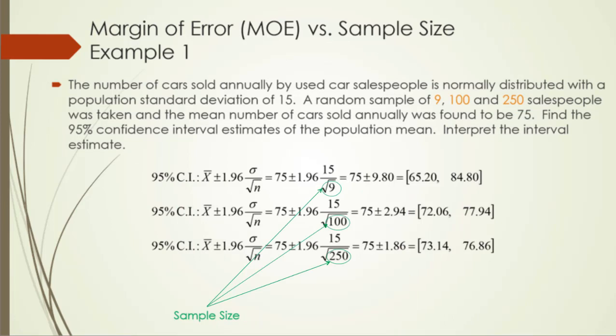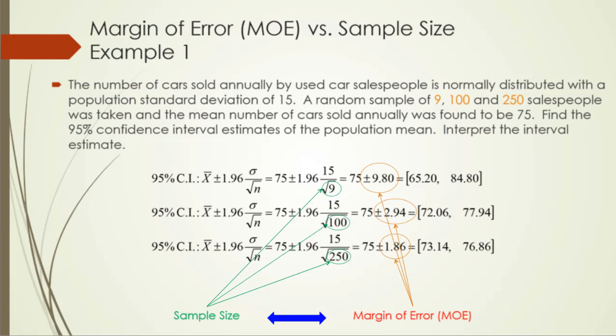This slide explores the relationship between the sample size and the margin of error. The sample size determines the standard error, which affects the margin of error. When the sample size increases from 9 to 250 and the standard error drops, the margin of error also drops. This implies that when our sample size increases, we can have a narrower interval to achieve the same confidence level.